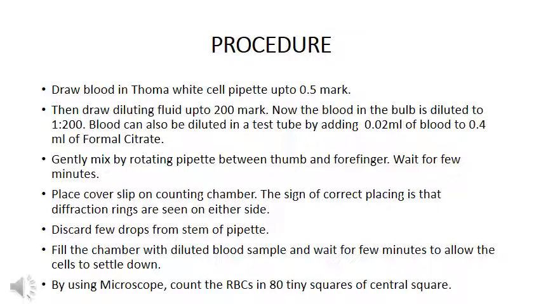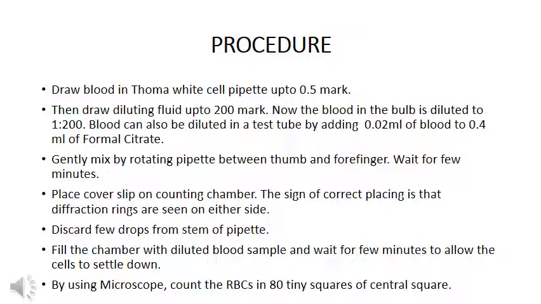So after a few minutes we can count RBCs in the central big square only, which actually consists of 80 tiny squares. So we will count the number of RBCs by using our microscope in the central big square. So after counting we will calculate the RBCs.